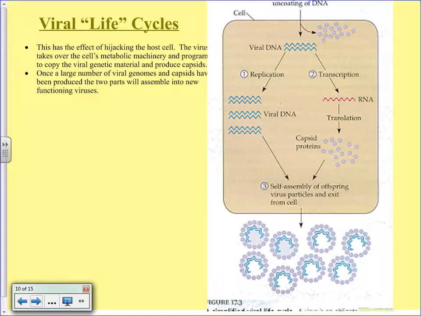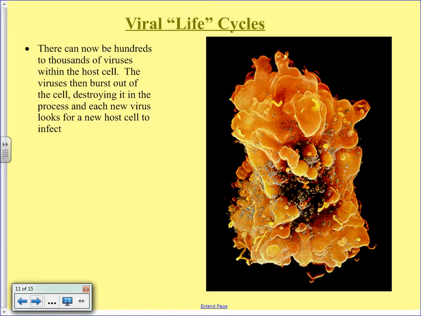Okay, so the hijacking of the cell kind of works like that. A large number of viral genomes and capsids get produced and then pops and out they go. This is what an HIV-infected T cell looks like under an electron microscope. See all the little gray dots? Each one of those is an HIV virus that is budding off of the cell.